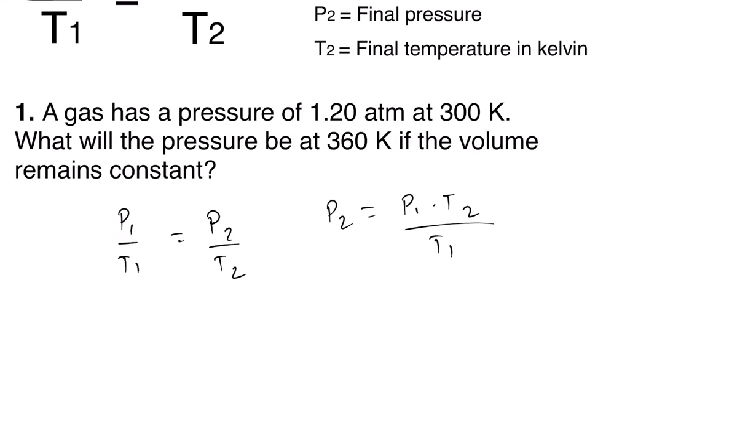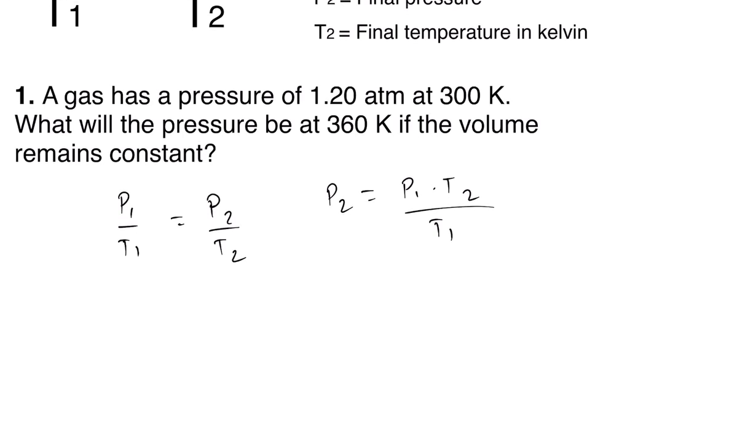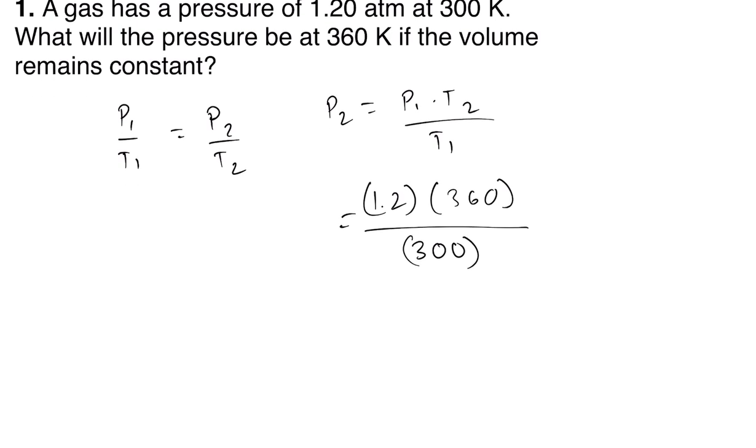And now we can simply sub in our values. Our initial pressure is 1.2 atmospheres. Our final temperature is 360 Kelvin. And our initial temperature is 300 Kelvin. When we plug this into a calculator, our final pressure is going to be 1.44 atmospheres.